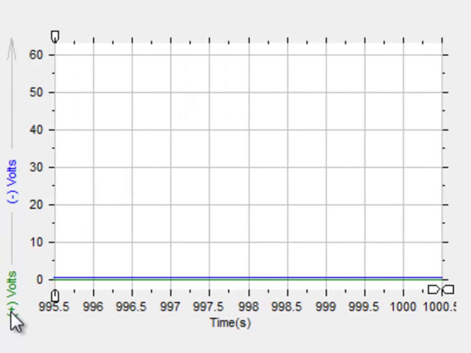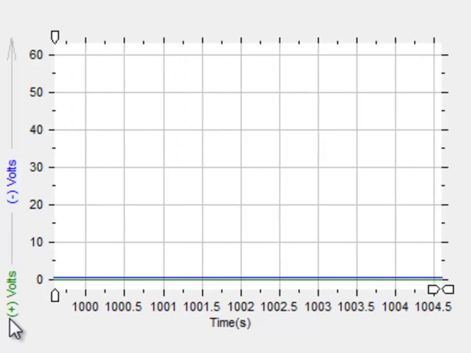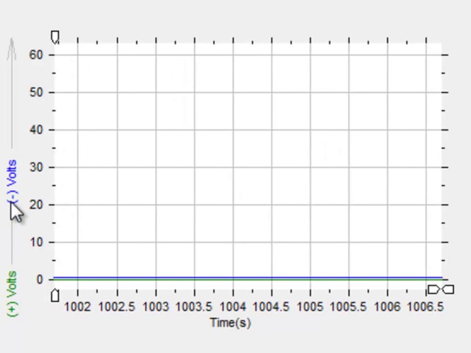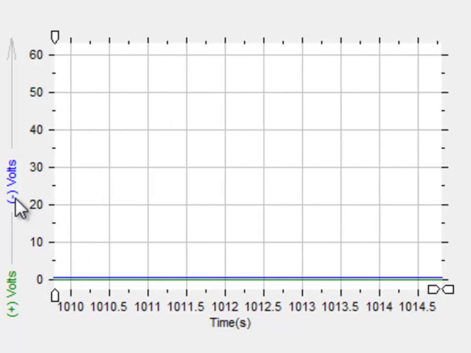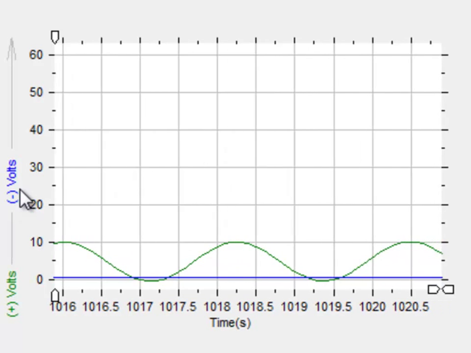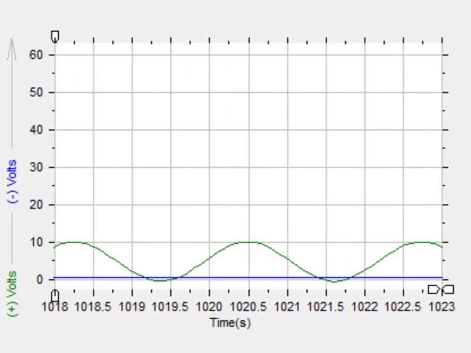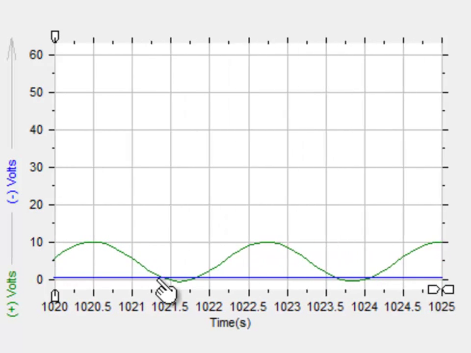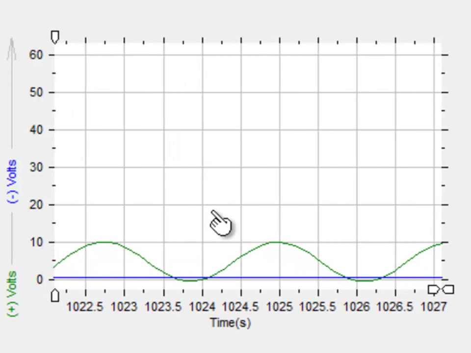Here you can see the key shows us the green channel is for the plus volts and the blue key shows us that's the minus signal. I'm going to put a slow sine wave input on the plus pin. Here you can see the green signal reflecting the plus pin now is showing us the value that I've applied.